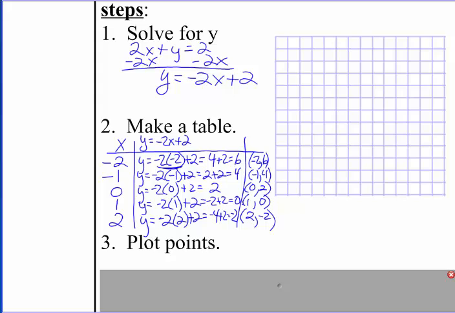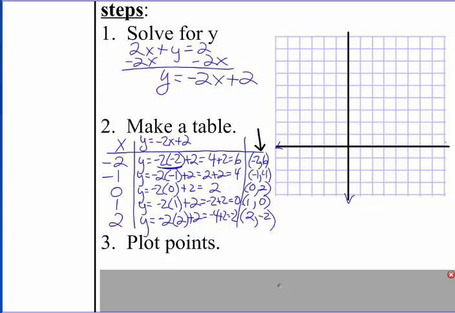So next we need to make our graph and plot our points. It helps to look at what your numbers are, the domain and the range. My domain is -2 to 2. My range is +6 to -2. So when I set up my x and y axis, I want to make sure that it is set up in such a way that everything fits.